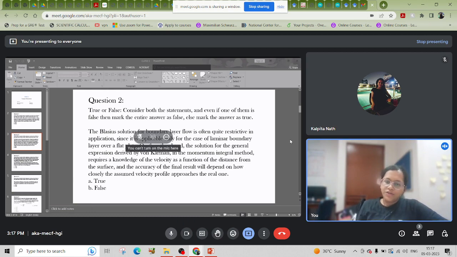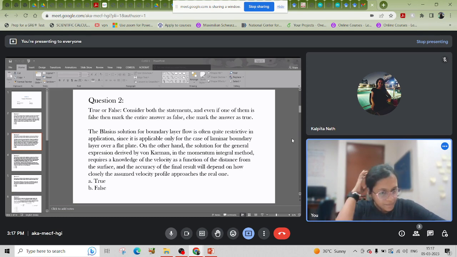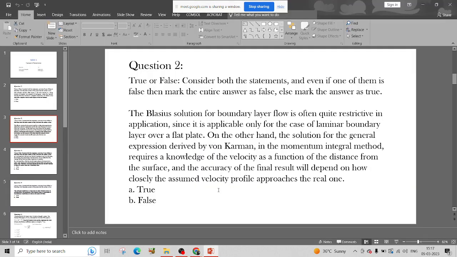So the Blasius solution for boundary layer flow is often quite restrictive in the applications. It is applicable for laminar boundary layer. Obviously, it is applicable for laminar boundary layer as we have already studied about it in the previous class. And on the other hand, the solution for general expression derived by von Karman in the momentum integral method requires a knowledge of velocity as a function of distance from the surface. And the accuracy of findings will depend on how closely the assumed velocity profile approaches the real one. Correct. This is true. So both of the statements are true.